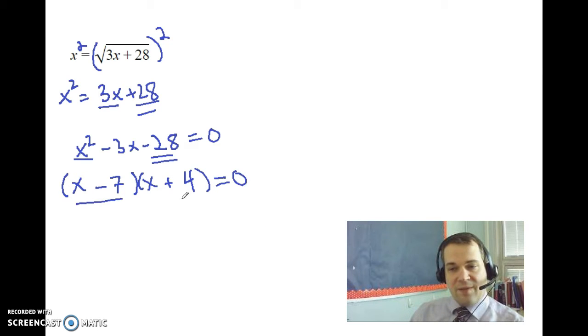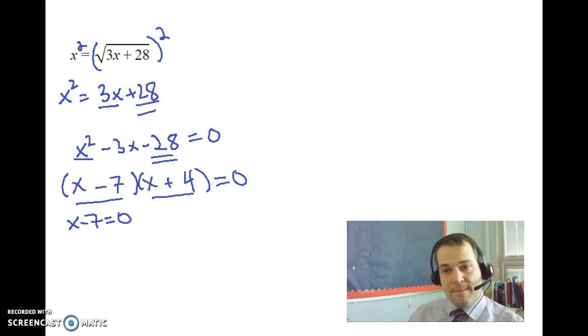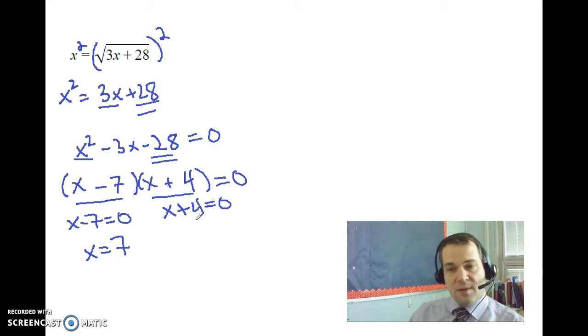And since x minus 7 times x plus 4 only equals 0 if this or this is 0, I've got to figure out what makes x minus 7 equal 0. x minus 7 is 0 if x equals 7. Then I've got to figure out what makes x plus 4 equal 0. That equals 0 if x equals negative 4.